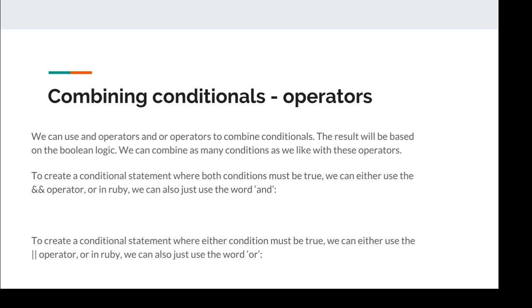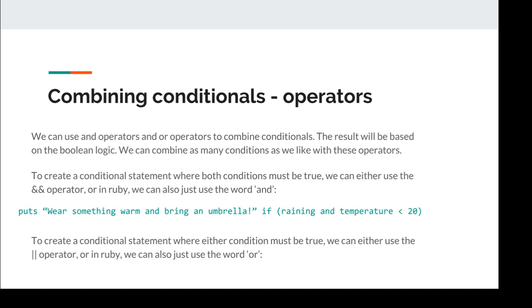To create a conditional statement where both conditions must be true, we can use the ampersand operator. That's one way to specify the and operator. Or in Ruby, we can also just use the word and. So we could say, for example, puts wear something warm and bring an umbrella if raining and temperature less than 20. So that's kind of nice because it reads just like the problem statement, doesn't it?